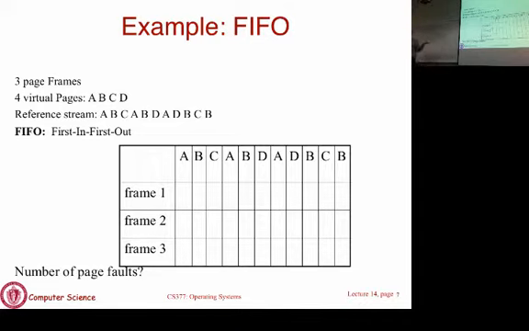Now FIFO says throw out the page that was brought in first, the oldest page. Which one is it? It's A, that's the one you fetched first. So FIFO is simply going to throw out A and bring D in. Now memory looks like D, B, and C.